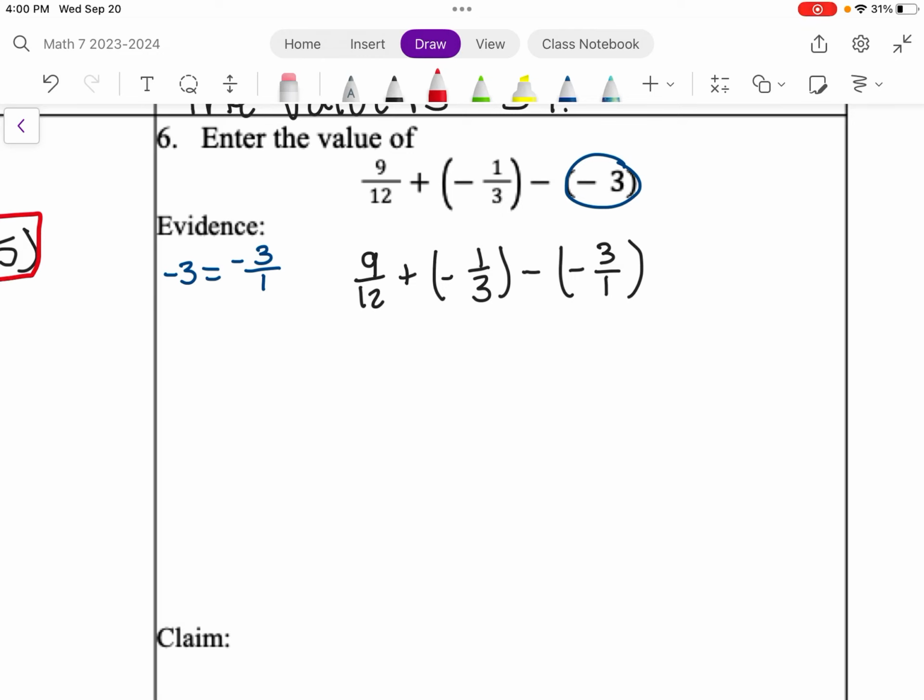This first part here, I don't need to change because it's already addition. But I do need to change this last part. So, circling my subtraction sign, boxing in the number I'm subtracting. This tells me to change things. So my 9/12 stays the same, my plus stays the same, my negative 1/3 stays the same. Now my minus sign, so my subtraction sign, turns into an addition sign or a plus sign.